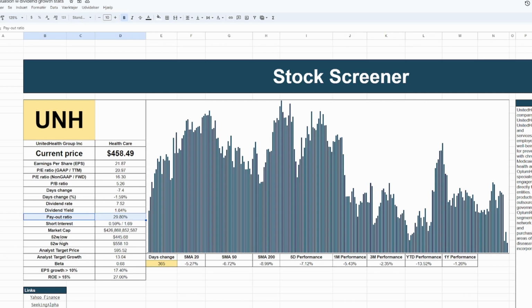It is pretty close to a 52-week low, and the 52-week high is 558. The analyst has a target price of 595, so there is room for some upside here, at least according to the analysts. It has an EPS growth rate of 17.4% and a return on equity of 27%.